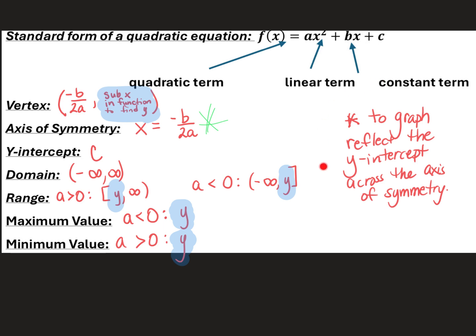Make sure to include over here, and this goes for all the graphs, to graph you reflect the y-intercept across the axis of symmetry, and you also plot your vertex. I'll do some graphing, I'm sure, on some of these examples. So I'm going to be moving on to the next slide now.